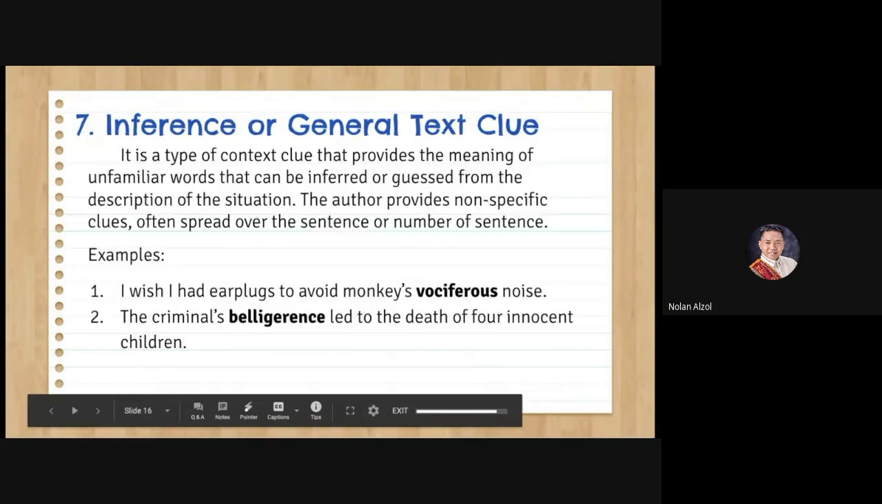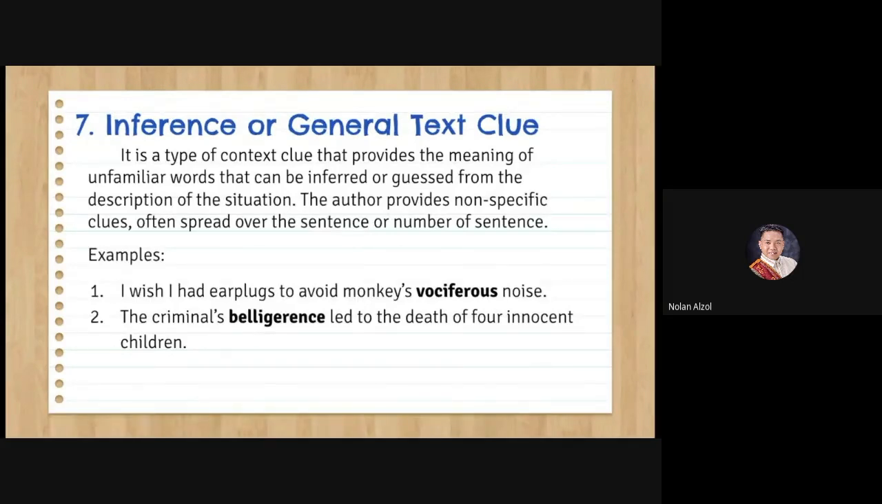For example, I wish I had earplugs to avoid monkeys' vociferous noise. In this sentence, we can say that vociferous means loud because of the use of earplugs. This is the meaning that we could infer from the situation in this sentence. Next, the criminal's belligerence led to the death of four innocent children. In this sentence, we can say that belligerence means violence because we could infer that the situation expresses violence because of the death of four innocent children.